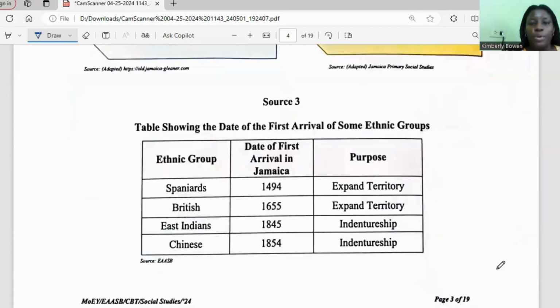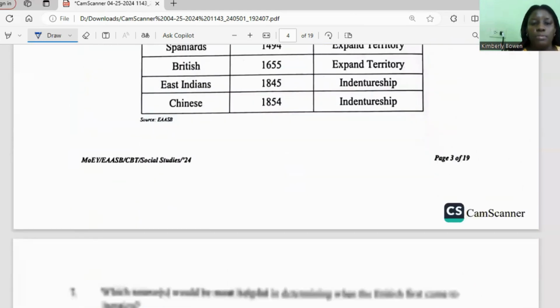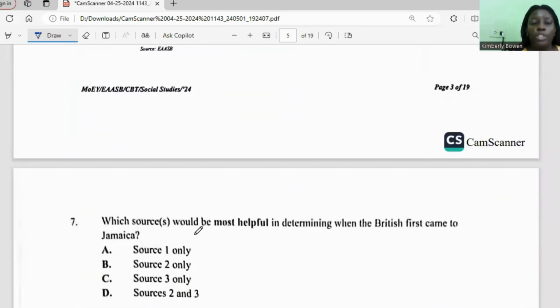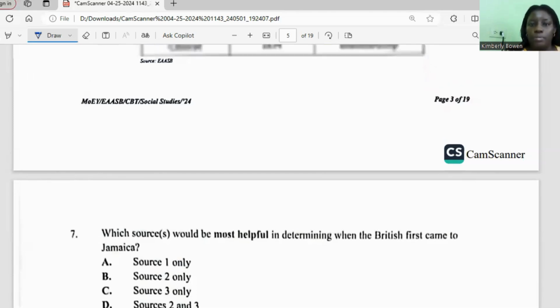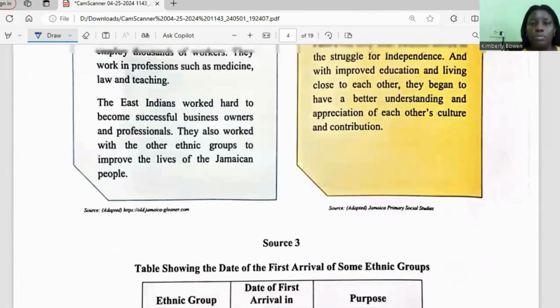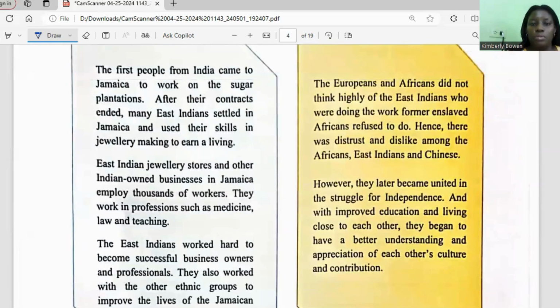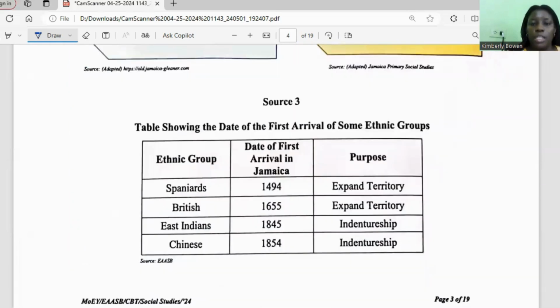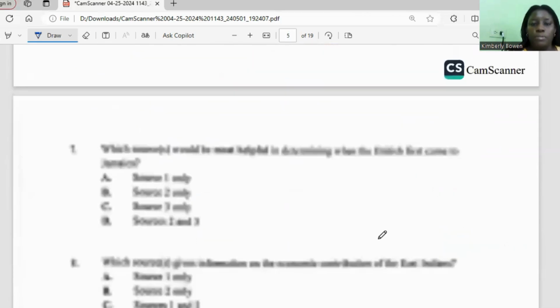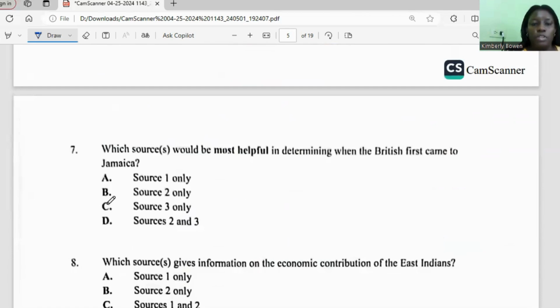Source 3 is a table showing the dates of the first arrival of some ethnic groups. So we have the different ethnic groups, the dates of arrival, and their purpose. Which source or sources would be most helpful in determining when the British first came to Jamaica? Source 3. Source 3 only.